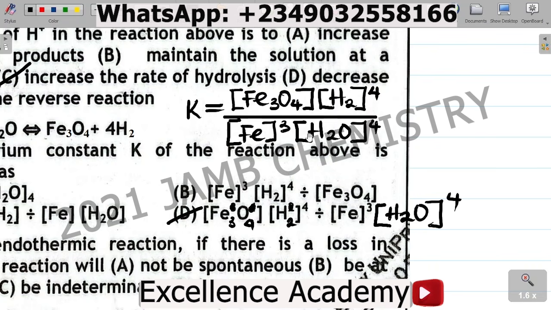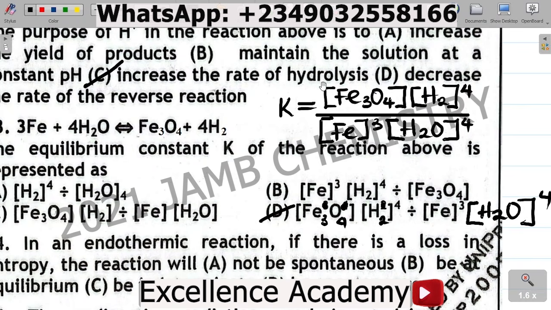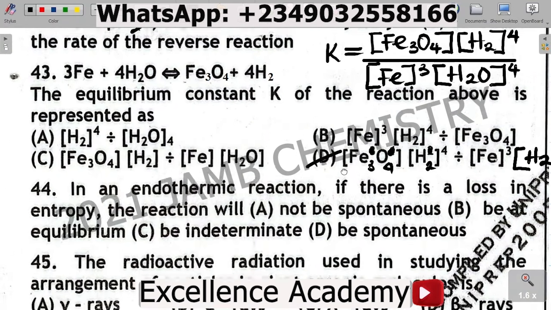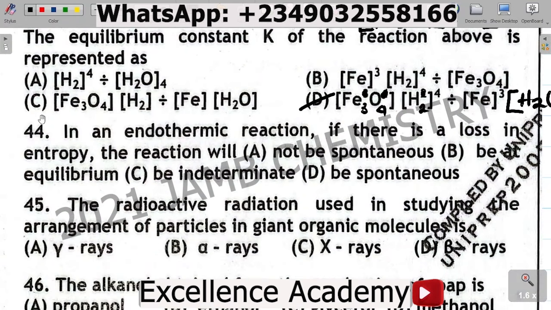All right. So basically, this is how this is done. Concentration, which is represented by square brackets, of products, all raised to the power of their number of moles, all over the concentration of each reactant raised to its number of moles. So option D is your answer.